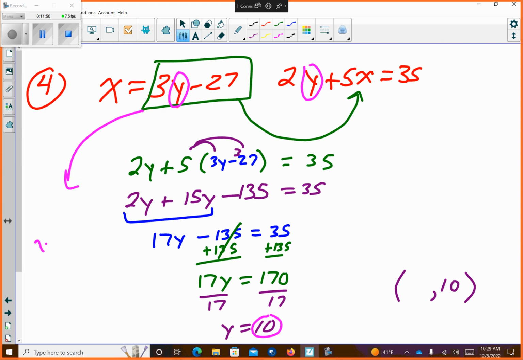So I get x equals 3. This was a y. What's going to go in there? 10. 3 times 10 is 30. 30 subtract 27. Yeah, but the numbers are so big. Oh, sorry, you get 3 comma 10.